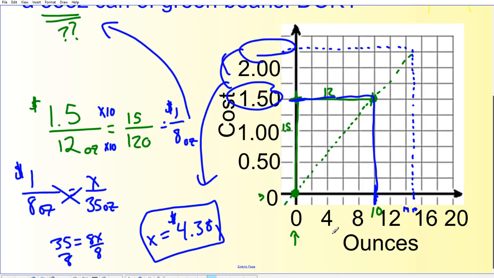Okay, so it's problem solving. The slope helped us write the unit rate. It helped us find how much it costs for 8 ounces of green beans, and then we were able to use a proportion to finish up the problem.